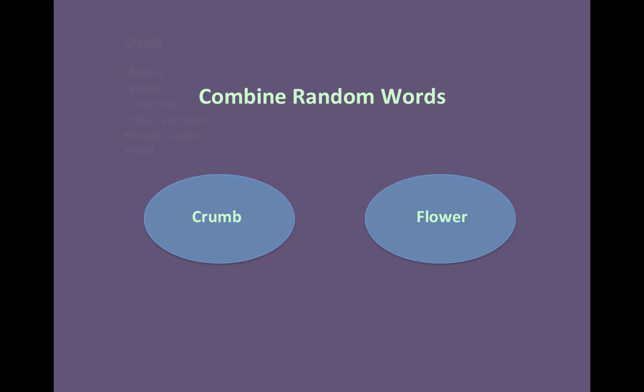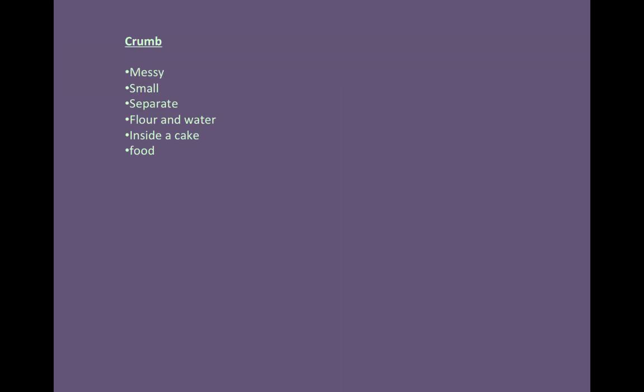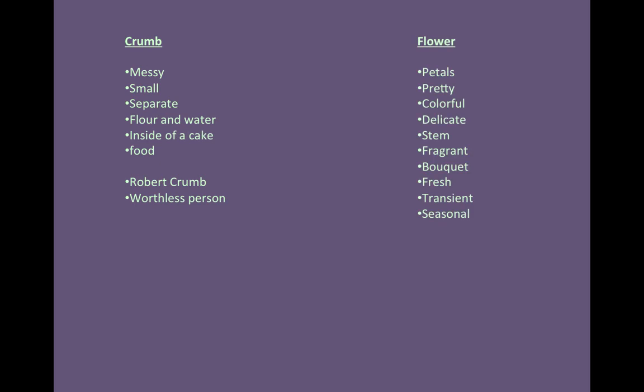So by thinking of the word crumb, you might come up with things like messy, or small pieces, or separate little pieces, flour and water. Inside a cake, a piece of food, you might think of bread or toast or anything like that. Or you might push the idea of crumb and think of Robert Crumb, the famous cartoonist, or the slang expression of crumb being a worthless person. And do the same with flour. Just mind map or associate and come up with a list of words. And then what you can do is connect any word in the left-hand column with any word in the right-hand column and use this method as a way of unpacking the terms to create another set of meanings.